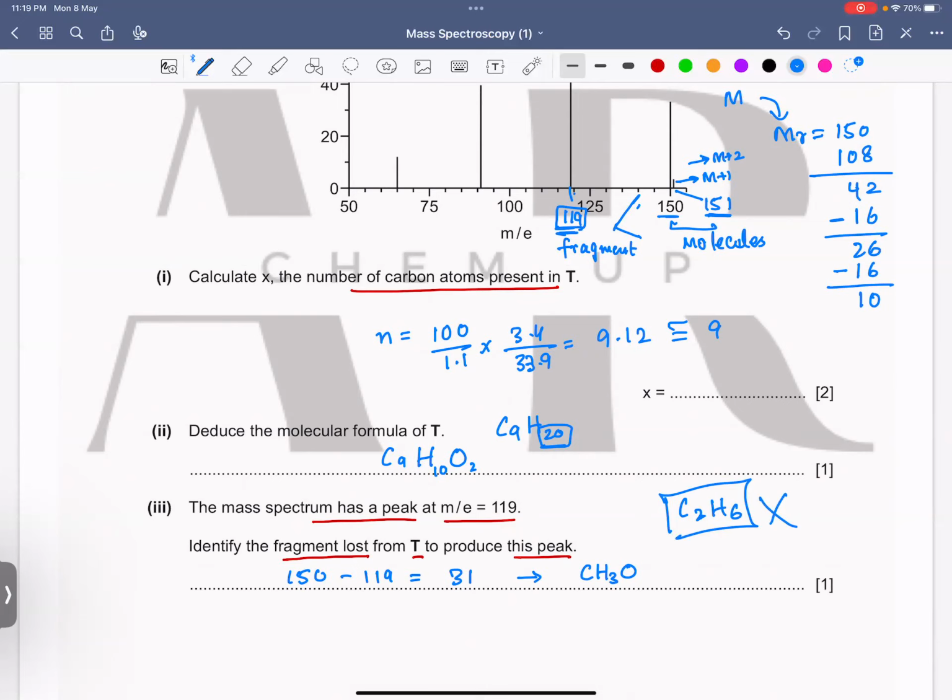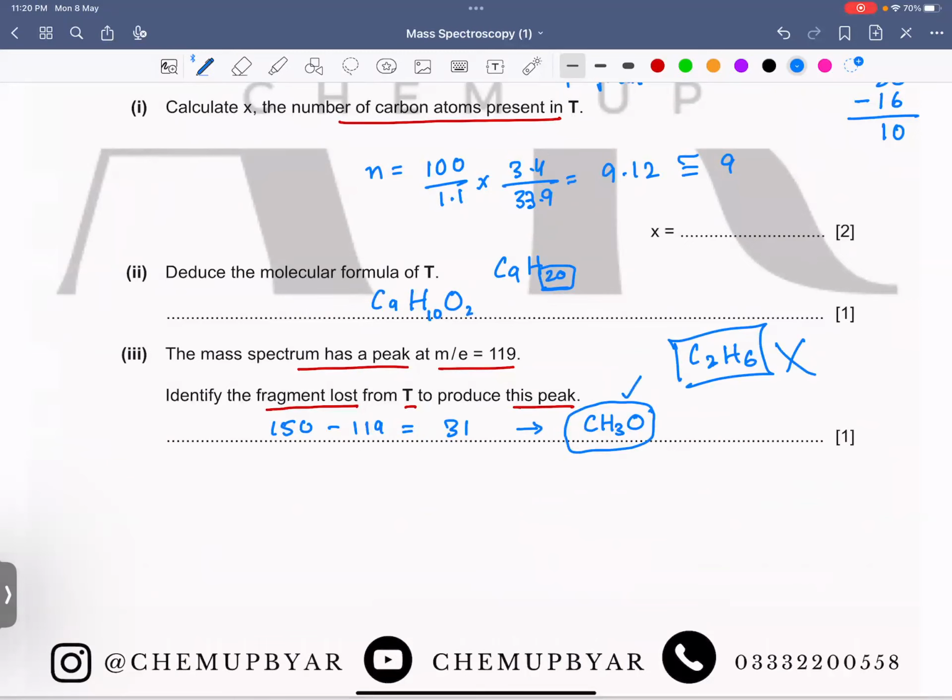And remember, the fragment that you are showing, which is lost or which is formed, would have one valency lesser than the whole molecule. Sir, can you repeat this? Yes, I was repeating that the fragment that we have shown over here must have one valency lesser than the whole molecule.